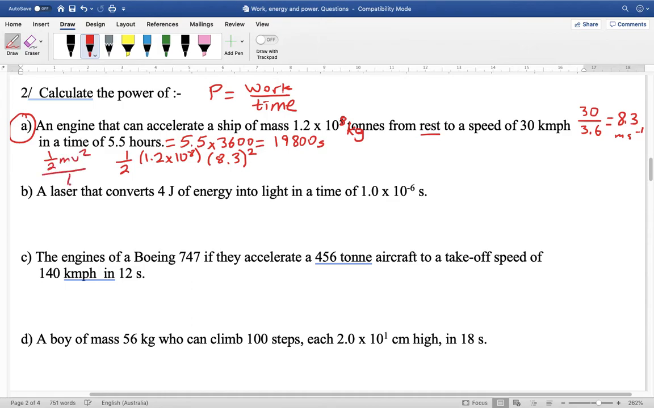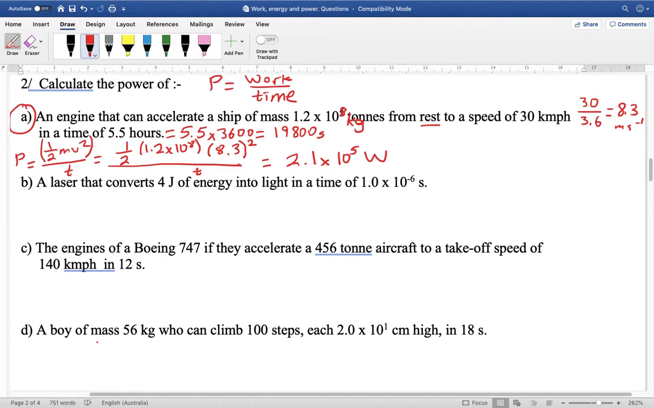I divide that by time, because power is work done divided by time. So I have to decide what kind of work is being done, the change in energy in the context of the question, and divide that by time, which in this case is that number. When you substitute all those numbers, you get your answer to be 2.1 times 10 to the power of 5 watts. I also asked you to look at part D.